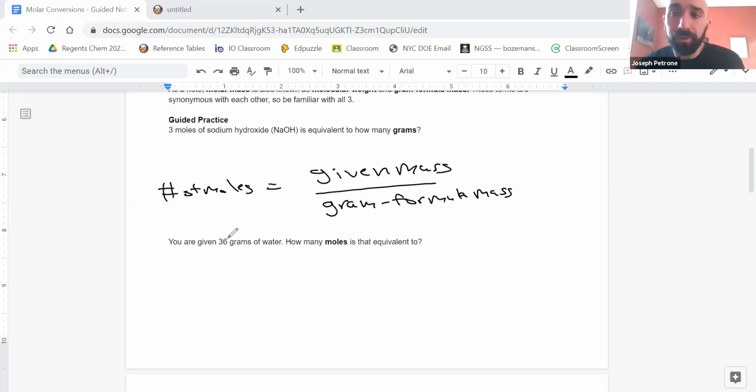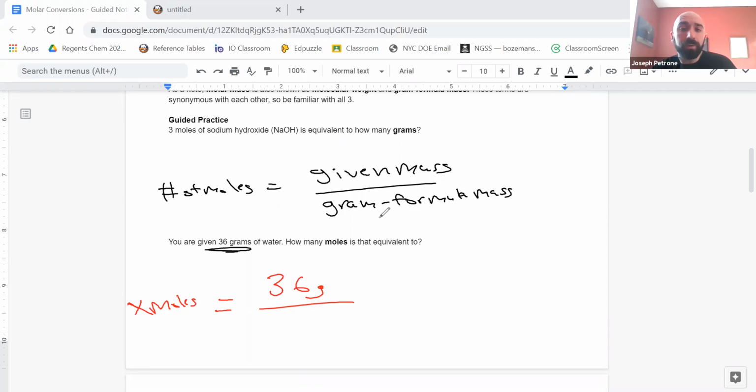So now we're going to look at what we currently can plug in. So it says we are given 36 grams of water. So we have our given mass right here. So 36 grams is going to go up top. How many moles is that equivalent to? So we are solving for the number of moles here. So I'm going to put that down as X. So X moles of H2O equals 36 grams over our gram formula mass.